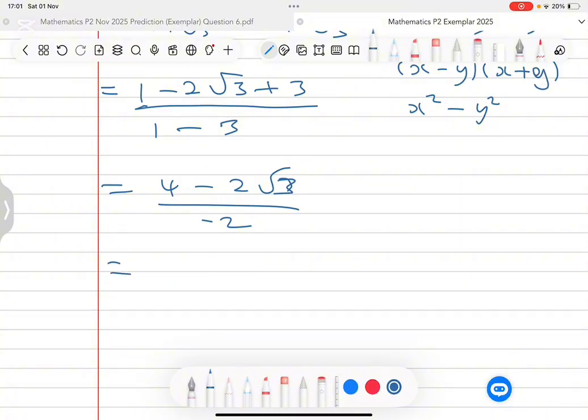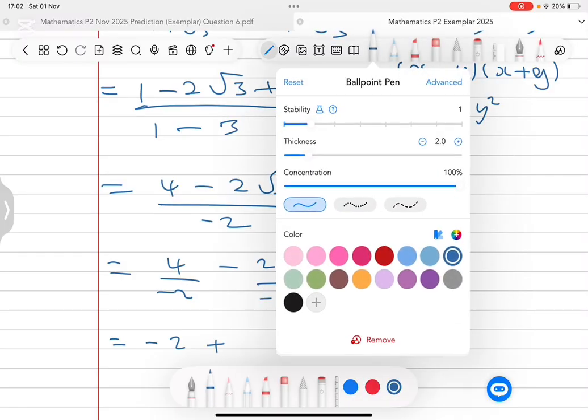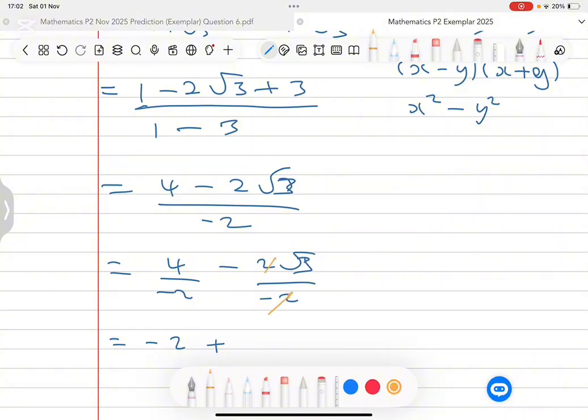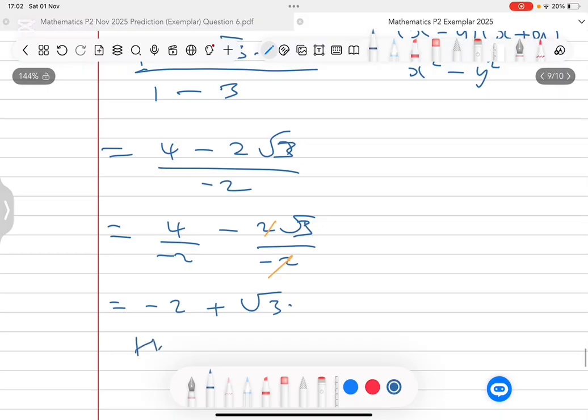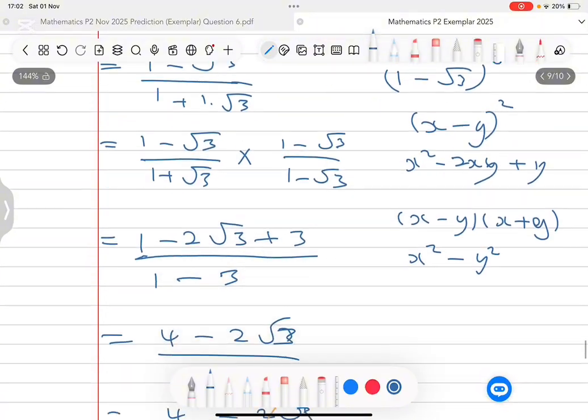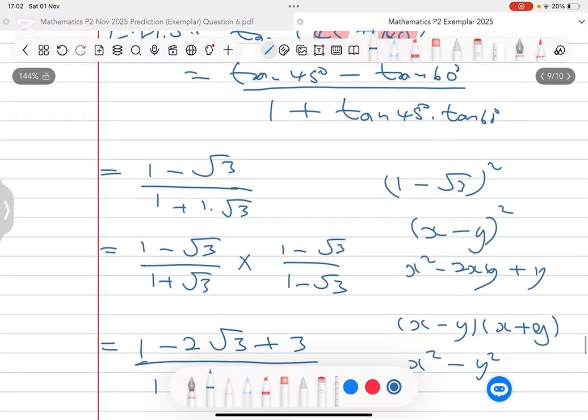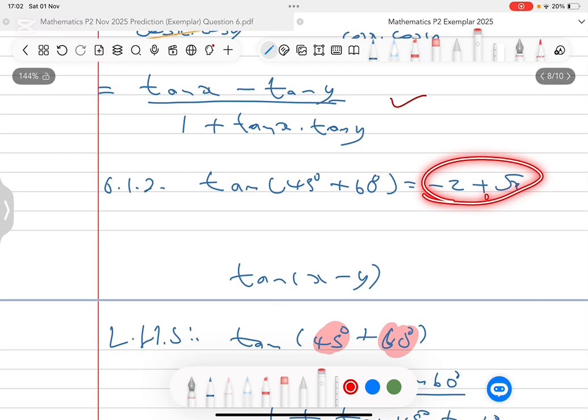And I can divide each term by that negative 2. I can say here I'm having a 4 divided by negative 2. I'm having here 2 root 3 divided by negative 2. And you can see that here I'm going to have a negative 2. And here the negative and the negative will give me a positive. However, the 2 and the 2 would cancel each other out, so that I'm having now the root 3. And hence, this is proved. Hence, this is shown. We really have shown that this is equal to that.